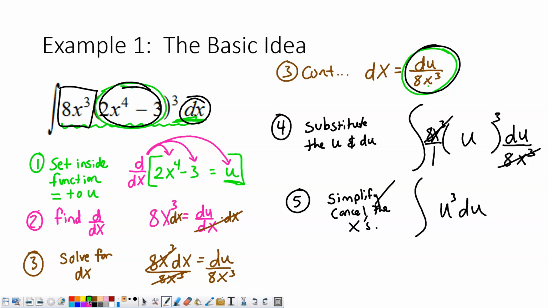And you do that anytime there's an inside function and its derivative. But we're not done with the problem, so don't get too excited. We still have to finish this problem. So the next step is to go ahead and integrate it.